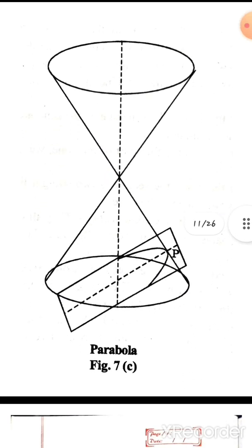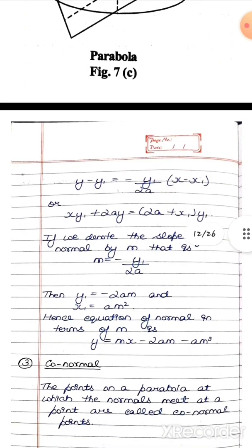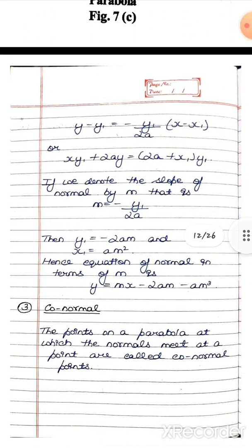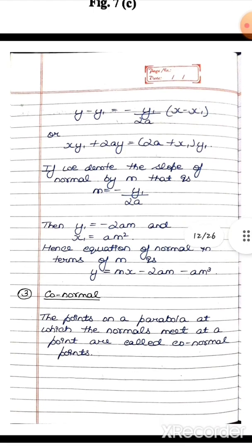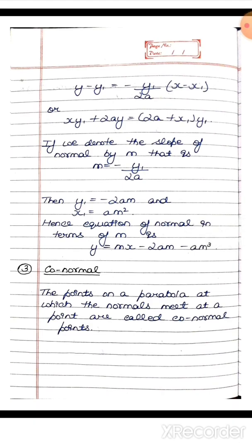Here we can see the parabola formed through a conic section. So the equation will be y minus y1 is equal to minus y1 upon 2a times (x minus x1), or x y1 plus 2a y is equal to 2a plus x1 y1. If we denote the slope of the normal by m, that is m is equal to minus y1 upon 2a, then y1 is equal to minus 2am and x1 is equal to am square. Hence we get the normal equation in terms of m: y is equal to mx minus 2am minus am cube.